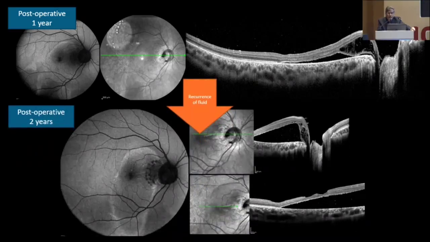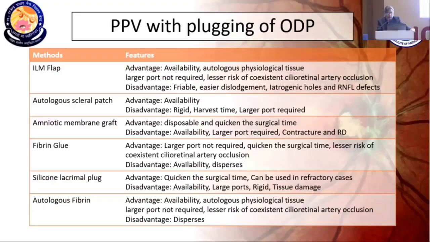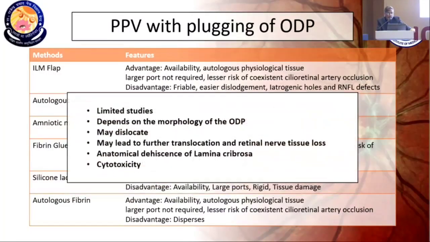You can see the laser mark, and the vision is still 6/6 in spite of having a fluid cystic cavity, which has decreased, the maculopathy has decreased, but not completely. Still after 2 years this is the same, but the fovea is attached. The patient is lucky.